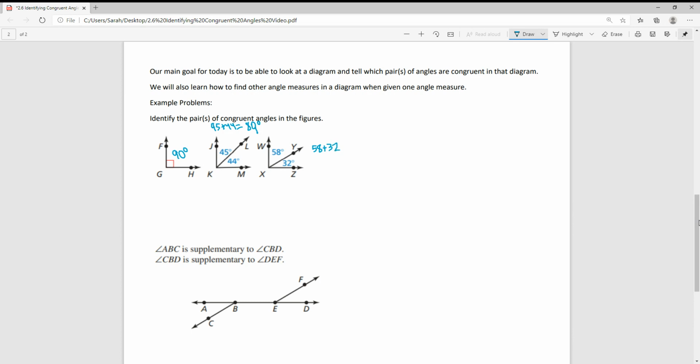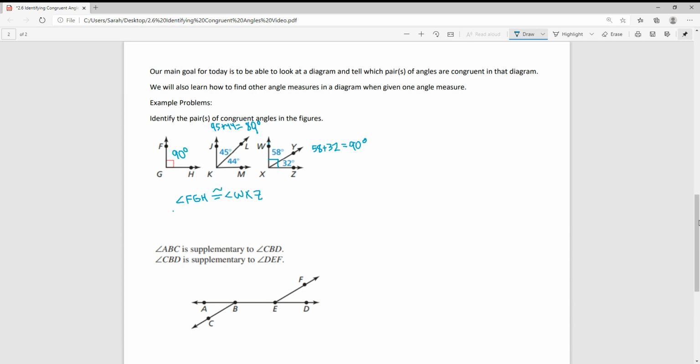58 degrees plus 32 degrees gives me 90 degrees. So this one, WXZ, the bigger outside angle, is also 90. So the only two congruent angles in this first diagram are angle FGH, which is the one that was marked as a right angle, and then the bigger outside angle here, angle WXZ.